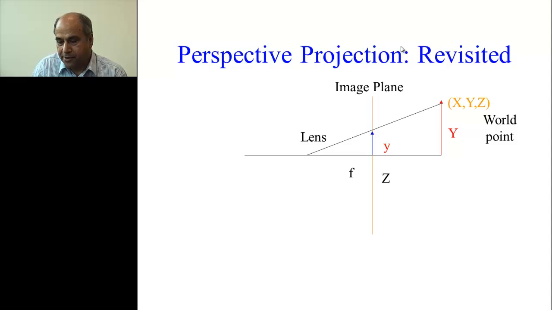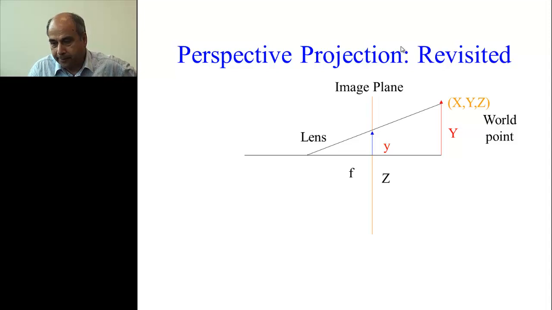Now, what we are saying here is the image plane is actually in front of the lens. Normally, the image plane is behind the lens, but this is just to make the equation simple. So in this case also, the distance from the lens to the image plane is f, which is the focal length, and the distance from here to the point in the z direction is Z, and this is Y, and this is the image of this in the image plane. This is just going from 2D to 1D, and this is small y, which is a projection of the capital Y.